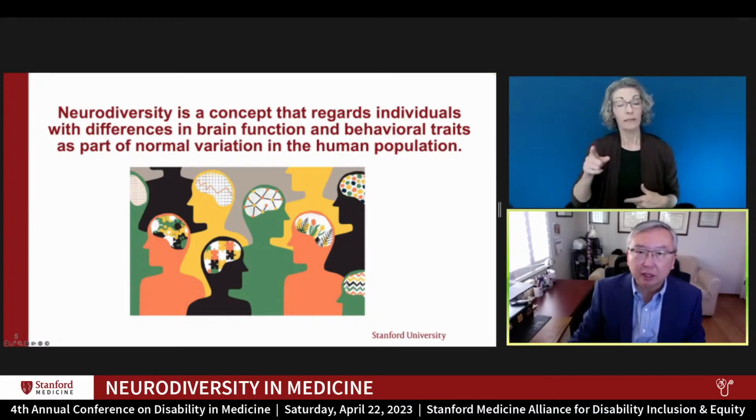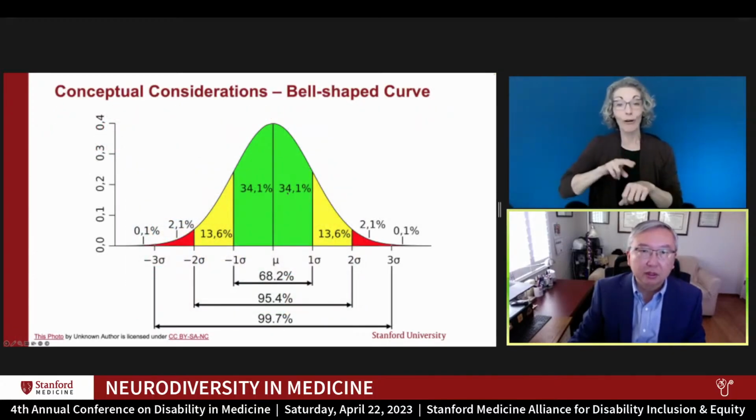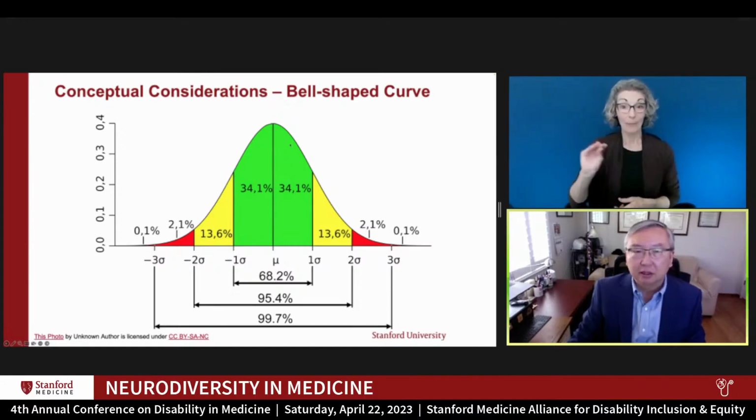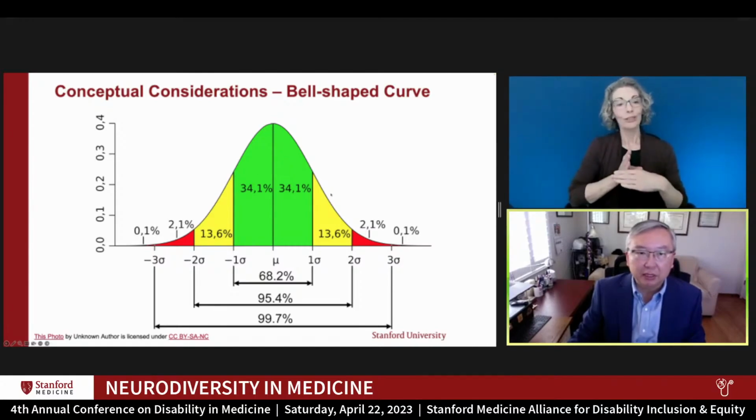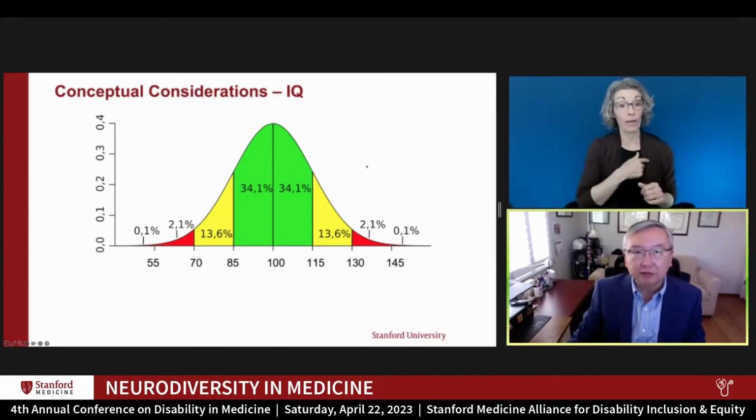And when we are talking about diversity and human traits, oftentimes we would think about the bell-shaped curve. So who is neurotypical and who is neurodiverse and so forth. So in the middle, 68%, the green area is the average area. On the right-hand side will be above average. On the left-hand side will be below average. If we think about one of the most used ways of assessing human abilities, it will probably be IQ.